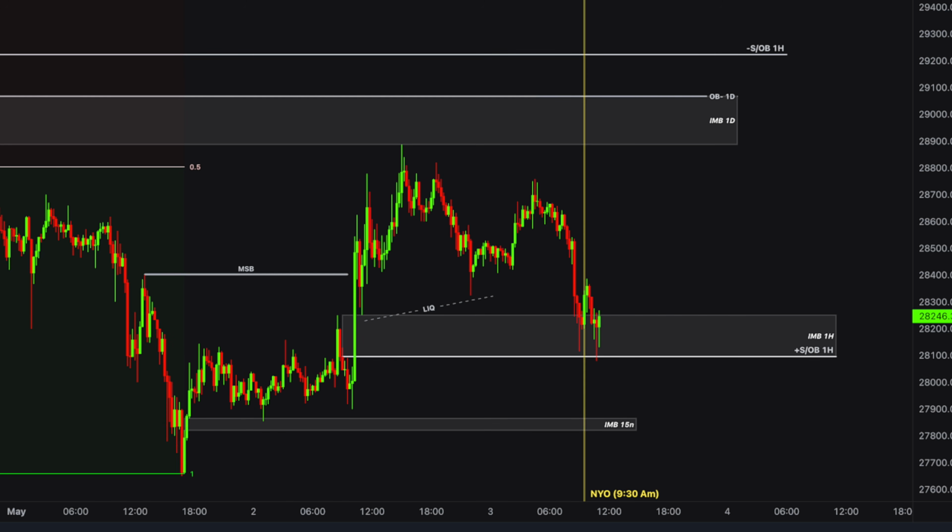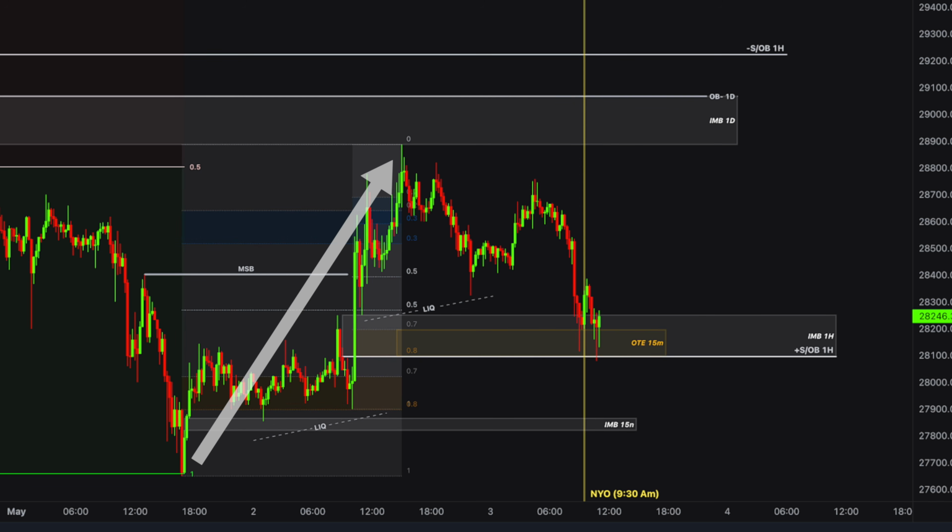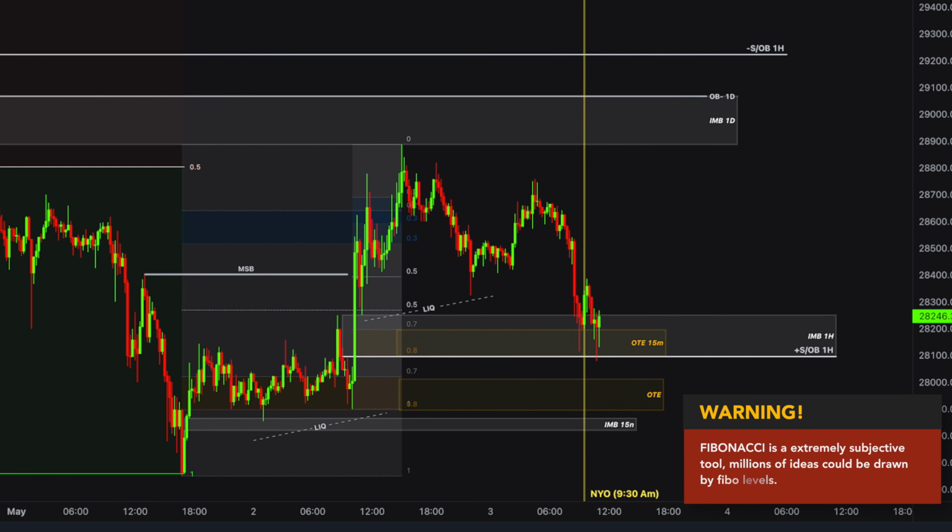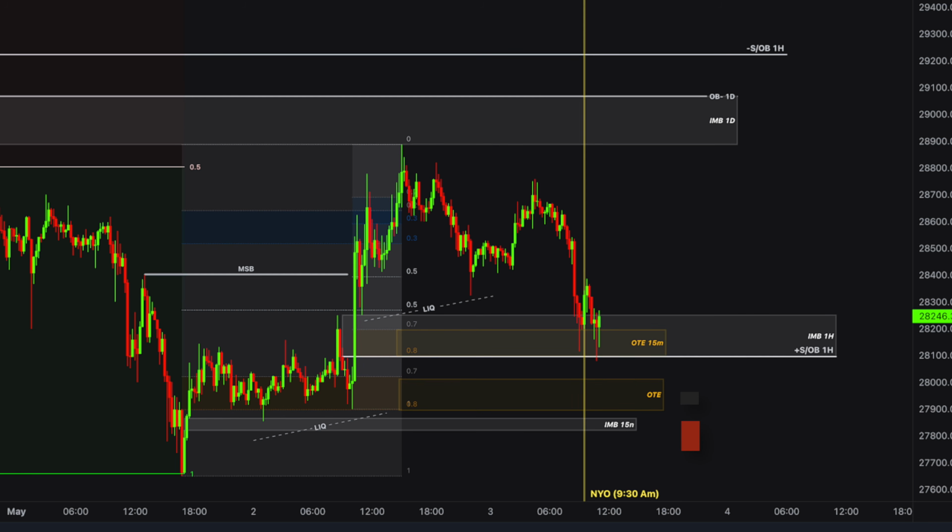So, what do I have here? I have two significant inducement areas, but which one will I use as a reaction point? If I draw my Fibonacci from this movement, this area is my optimal trade entry zone. This is a perfect place to look for entry as a layer system where multiple structures collide. However, if I use a larger OTE, then the area below will become my entry area. This is also a great area. There are no fixed rules when you use the Fibonacci. Fibonacci is an extremely subjective tool.